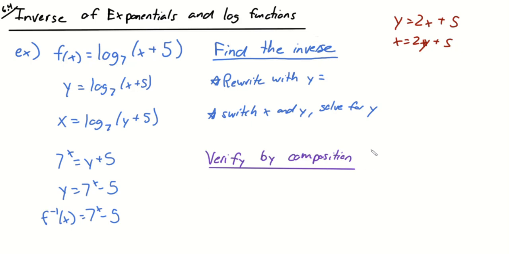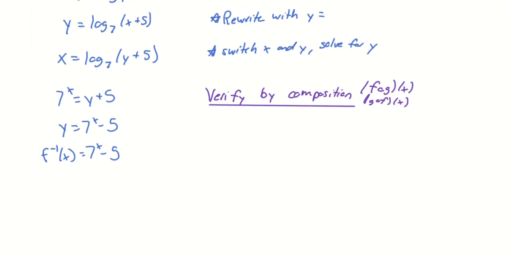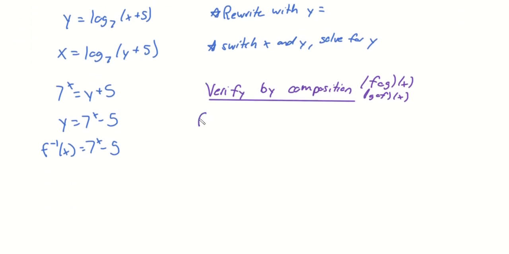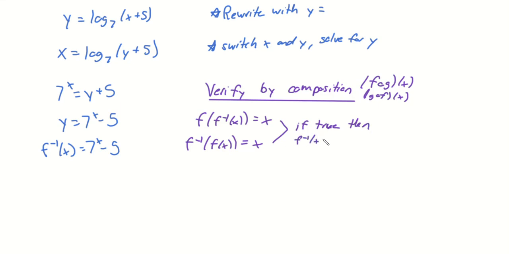So I have to do just like composition. Remember that's f of g of x, or g of f of x, we call. Okay, I'm going to scooch this down a little bit. So we have to do f of the inverse of f of x. It has to equal x to be its inverse. We also have to go the other way. That also has to equal x. If true, then f inverse of x is the inverse.